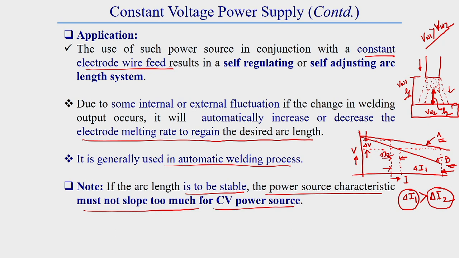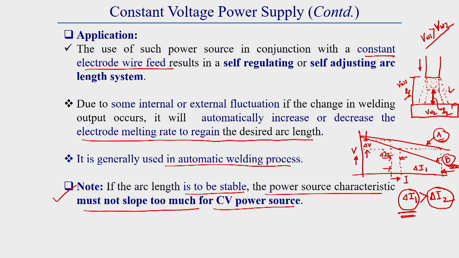So if the slope is less, delta I is more, and as delta I is more, melting will be more and it can regain its original arc length faster than with power source B. From there we can easily see which power source gives a stable arc length: power source 1, which has less slope than power source B. So power source 1 has a more stable arc length than power source B.